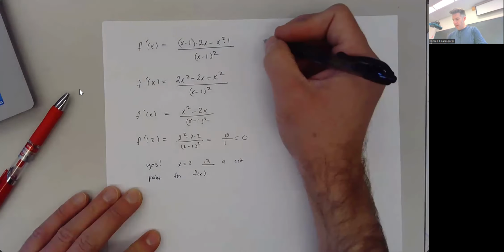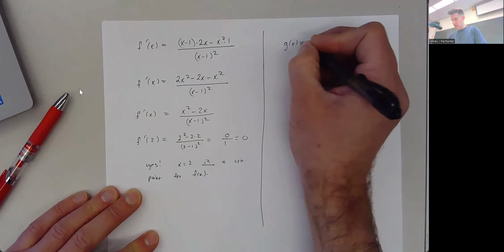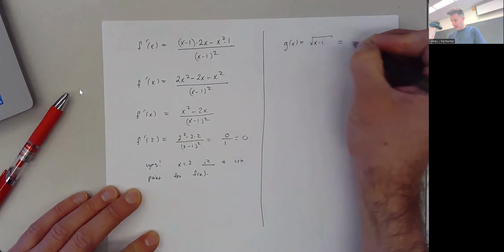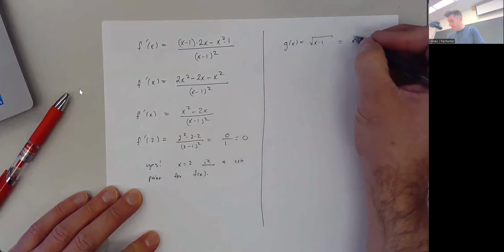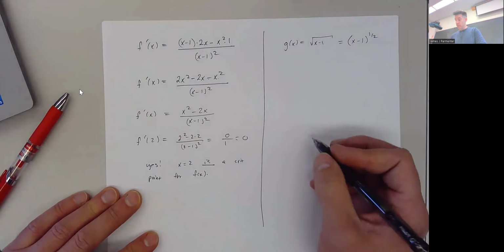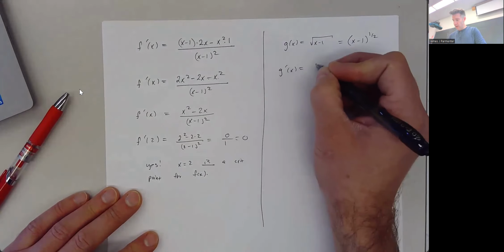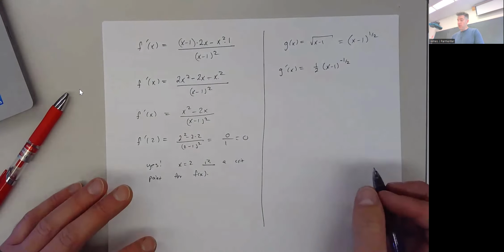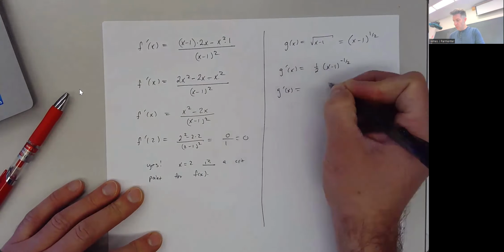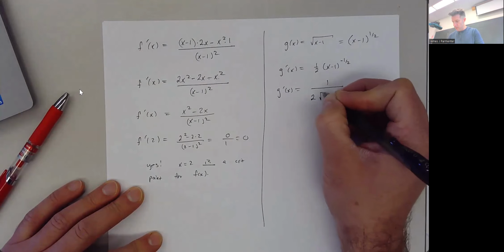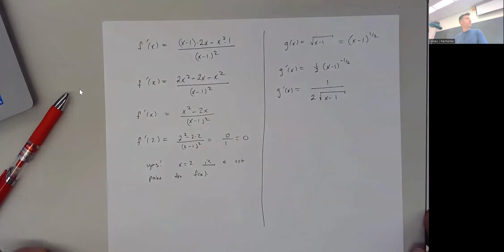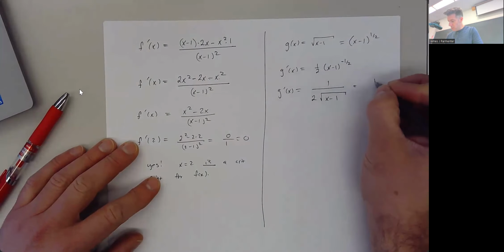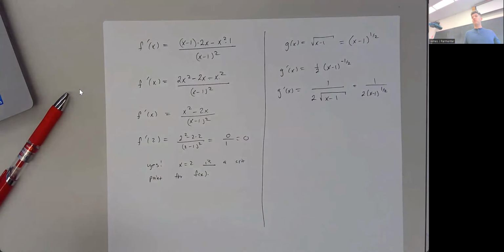What about for g of x? Well, g of x was equal to the square root of x minus 1, which I would rewrite as x minus 1 to the 1/2. So then g prime is going to be 1/2 times x minus 1 to the negative 1/2. And if you prefer, you could rewrite this as 1 over 2 times the square root of x minus 1, or 1 over 2 times x minus 1 to the 1/2, which you might have to do if he asks you to write your derivative so you don't have any negative exponents.